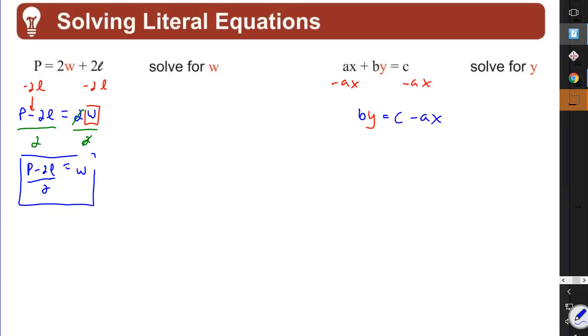Nothing more I can do there. And then I'll just divide both sides by B. And that's really it. Y equals C minus AX over B. Look, basically what I did was quantities added to the variable, I moved by adding their opposite to both sides, and quantities multiplied, I multiplied by the reciprocal or did the shortcut of division.